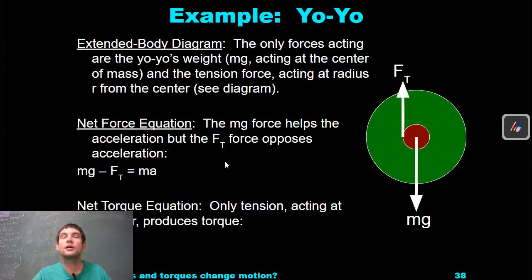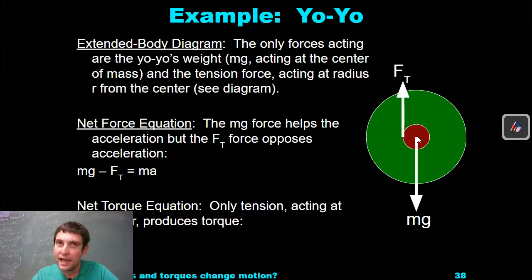The net torque equation: only tension acting at radius r produces torque. So the net torque equation is r times F_T equals I alpha. r is the distance away from the axis of rotation. Because this is a circular disk, the axis of rotation is exactly at the center point of that circle. The tension force is acting upwards, which is perpendicular to this distance here.